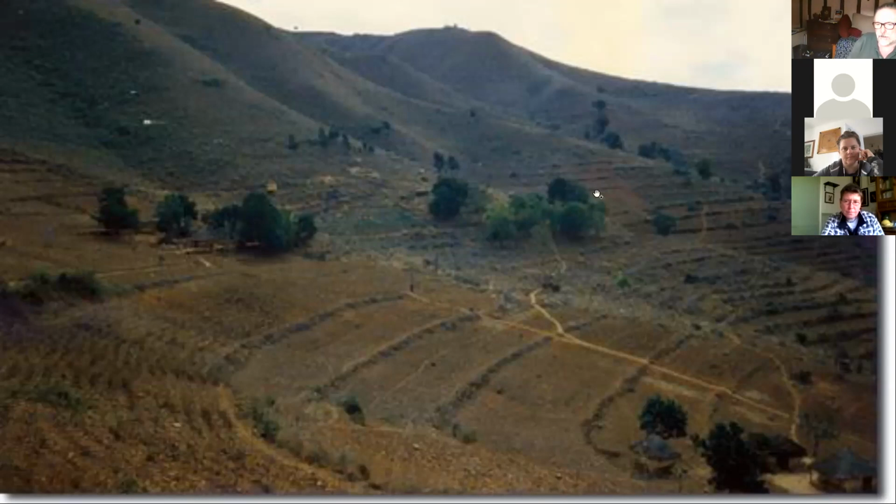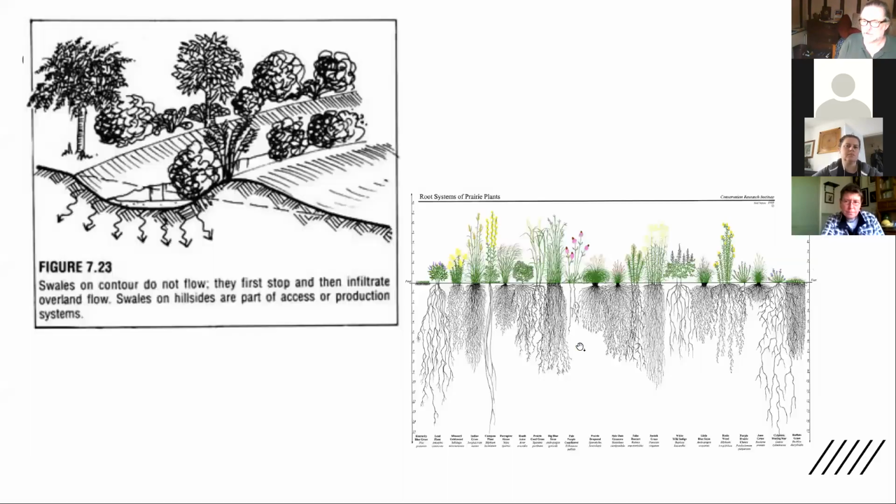Well, you can now start to realize they're starting now to prepare the whole landscape to catch and store water, to hold it, to slow that flow, that surface flow. If we can get the water into the ground and it can't erode, then we can soak it into the soil. And water needs time to soak into the soil. It takes some hours or days. It doesn't happen immediately because the soil starts to fill up. So not only have we created a swale, so it says there, swales on contour do not flow. They first stop and then infiltrate overland flow.